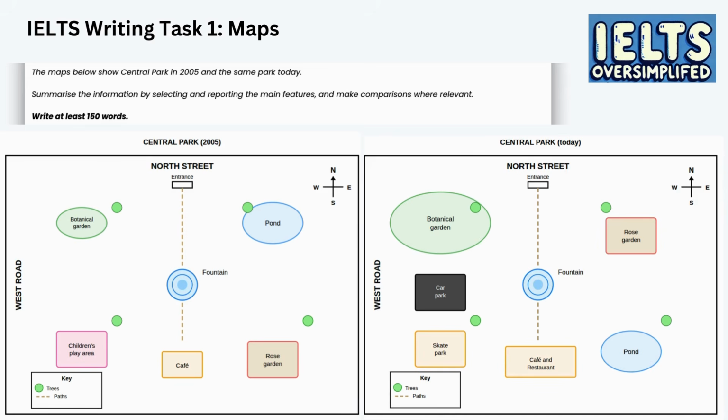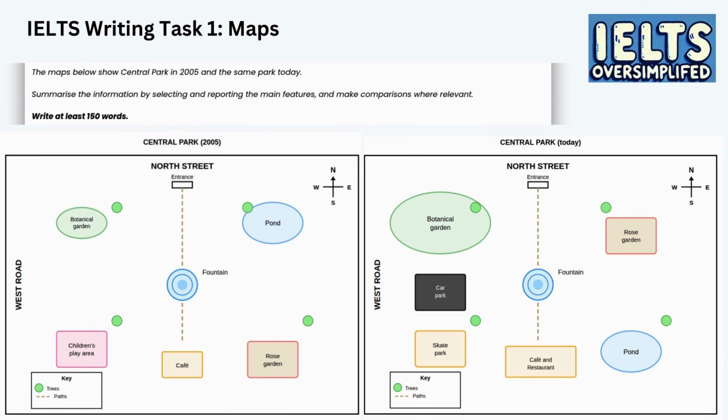Now, let's examine our maps. In this case, we have a before and after comparison. This is the most common type of map question. The first thing you need to do is identify all the features in both maps. Look carefully at what changed and what stayed the same. Let me show you what I see.